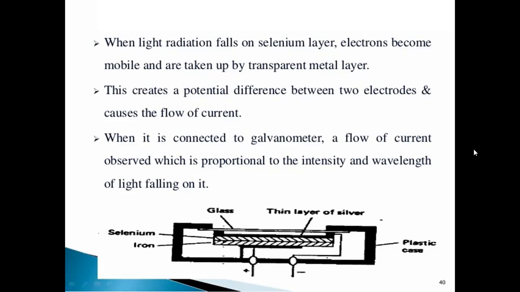As soon as the radiation falls on the selenium layer, electrons become mobile. Electrons get excited and are taken up by the transparent metal layer. So this creates a potential difference between the two electrode system and causes the flow of current. When it is connected to a galvanometer, a flow of current is observed, and that flow of current is proportional to the intensity and the wavelength of light falling on it.